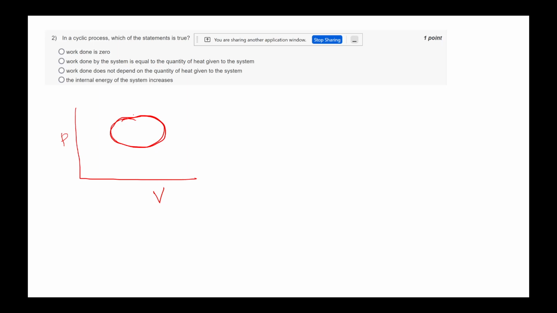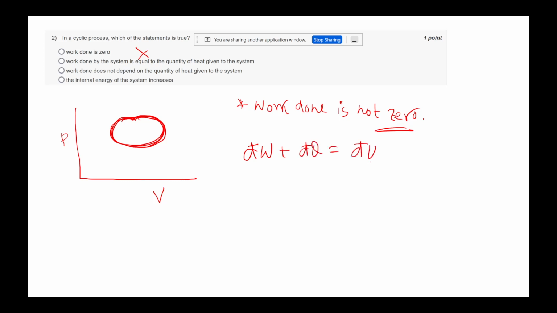Let's enquire. So in a cyclic process, work done is not zero, because it is a path function. It depends on the path you move. So work done is not zero. That's one thing, so this is wrong. Work done by the system is equal to the quantity of heat given to the system. That can happen because dW plus dQ equals dU. Since internal energy depends on the state of the system, it becomes zero.